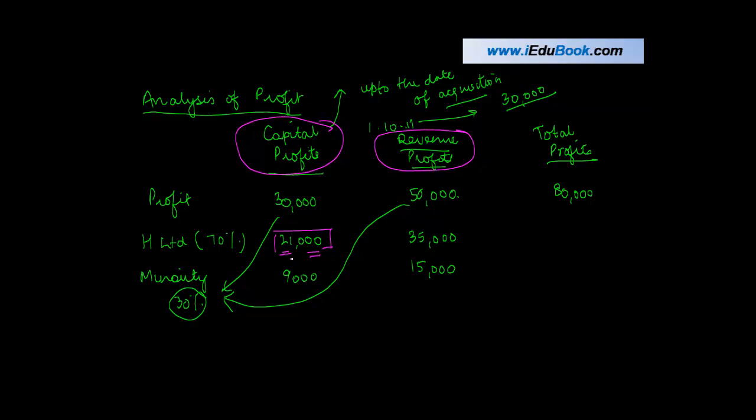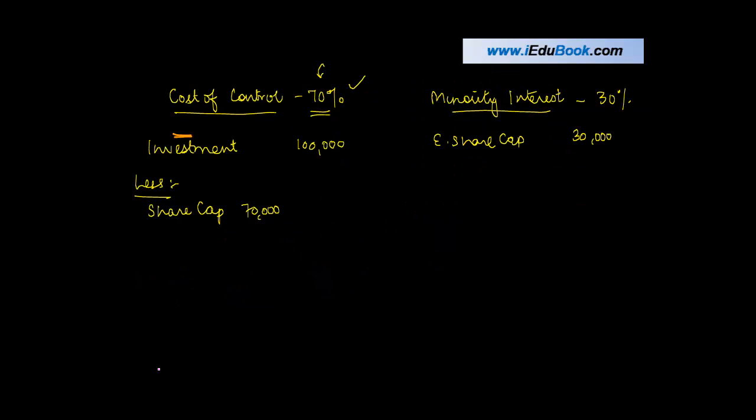Now capital profit, as we had understood in the concept stage, is a little different from revenue profit. Capital profit basically goes to the cost of control. Capital profit 21,000. Why? Because actually on the date when I acquired the investment, I paid 1 lakh. In return, what did I get? I got share capital of 70,000. I got capital profit of 21,000, which means the total value I received by virtue of this investment was 91,000. But I'll come back to this a little later.